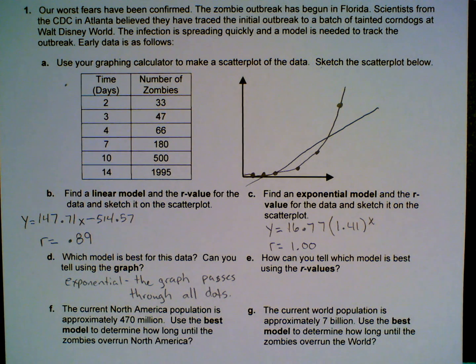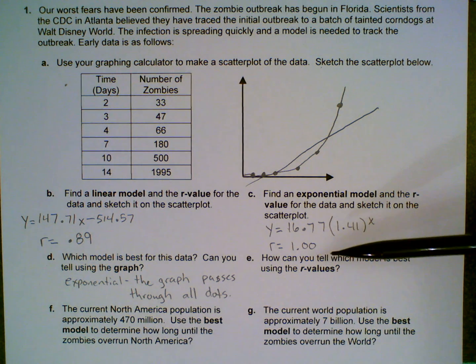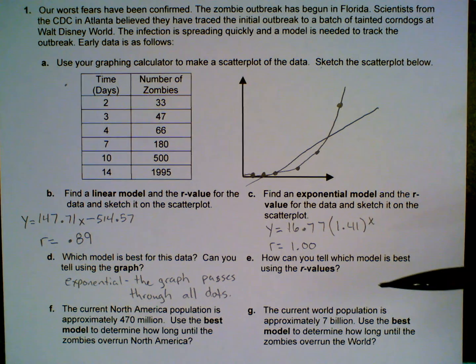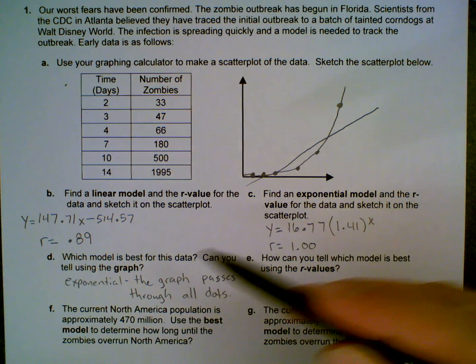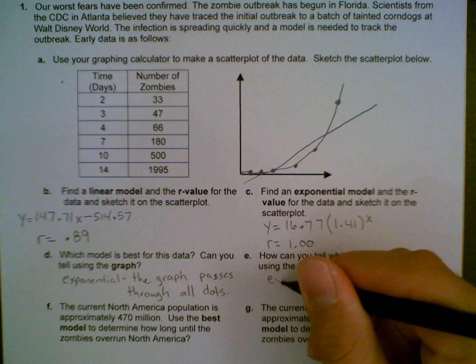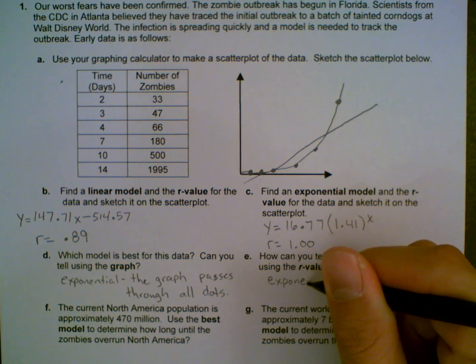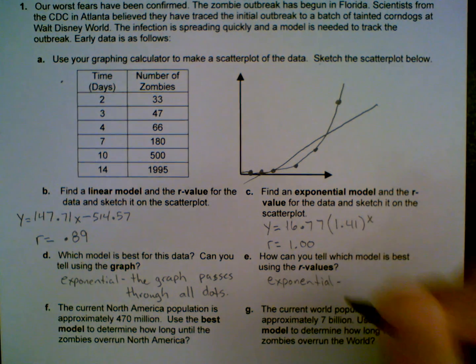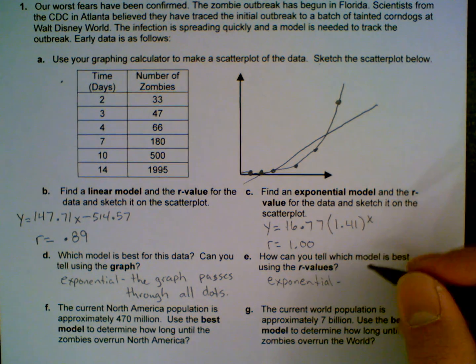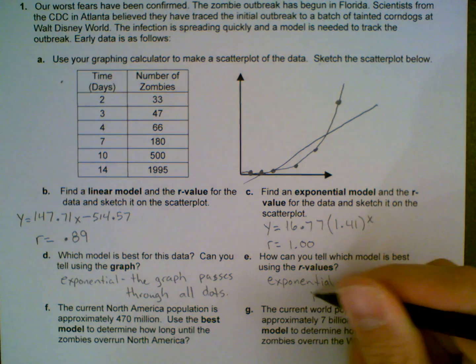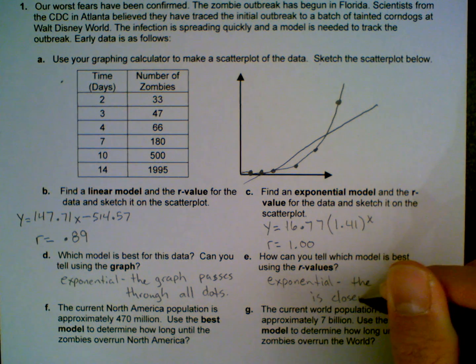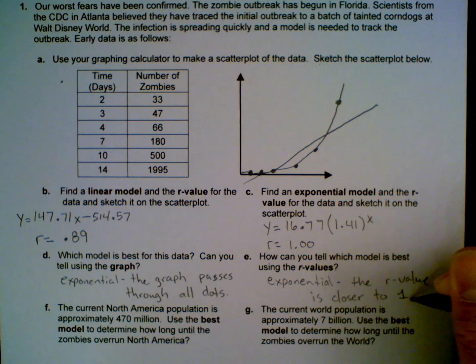And how can we tell what model is the best using the R value? So we've got to look at our R values. We want to know which R value is the closest to 1 or which R value is the closest to -1. So you can see here that obviously 1 is closer to 1 than 0.89. So once again, exponential. And we know this because the R value is closest, or closer, to 1.